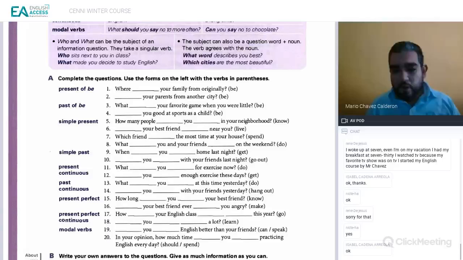I'll send you this picture, okay, to your cell phones, so you can check it. You can answer it on your notebook and then you send me a picture, okay? Doubts about the homework? No? I'm going to change the page.